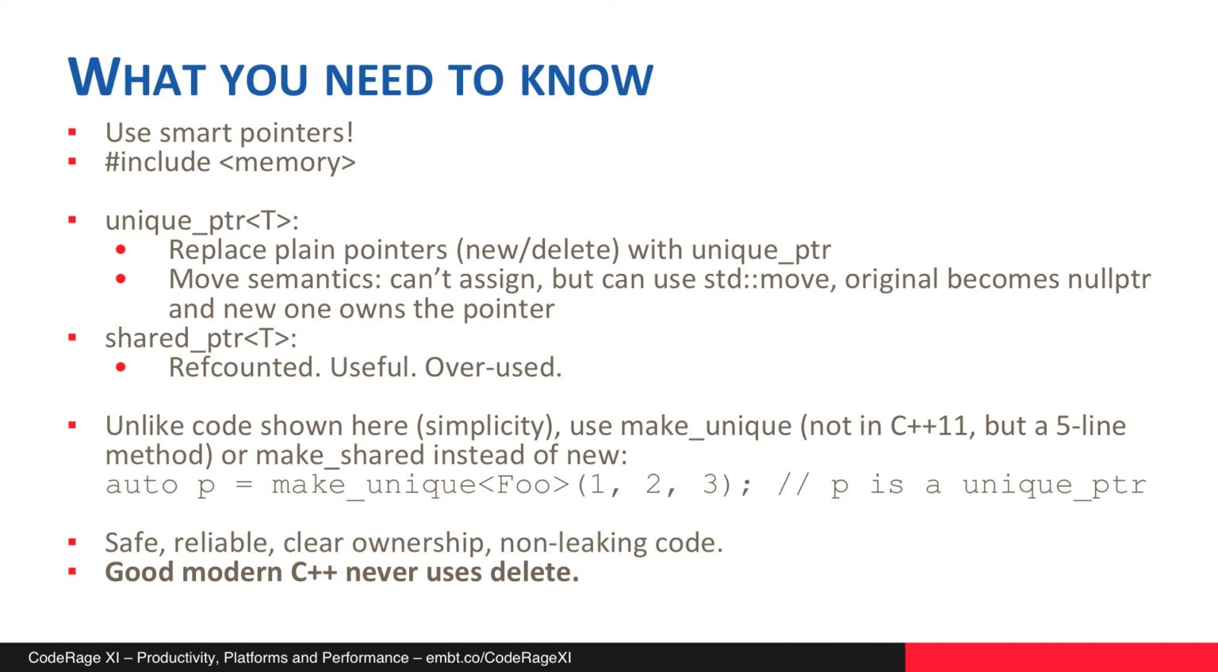So, what do you need to know here? Well, first of all, use smart pointers. They're very useful. You can use them in most cases almost exactly as a drop-in replacement for raw pointers, and they give you a great amount of safety in your code. You can access them by including memory. And a quick summary: unique pointer just replaces plain pointers and has move semantics, and a shared pointer is reference counted. It's useful and it's easy, but it is overused. What I can recommend if you find yourself using a shared pointer is, this doesn't necessarily indicate something wrong, but just pause and question whether you really need to use it.